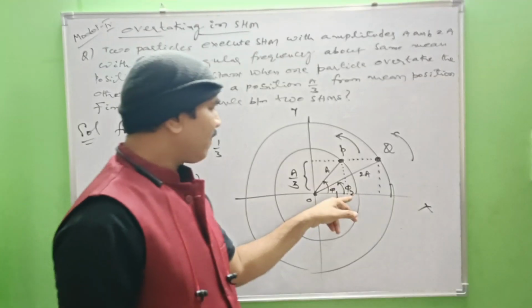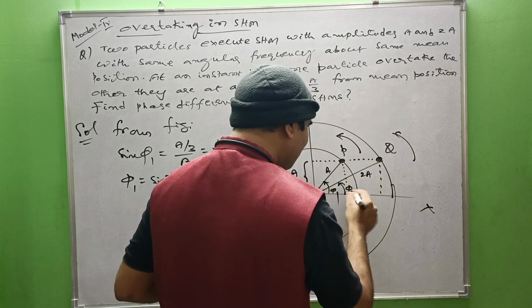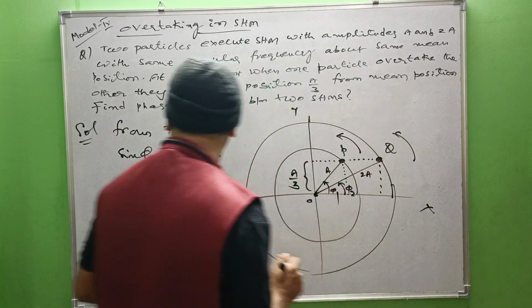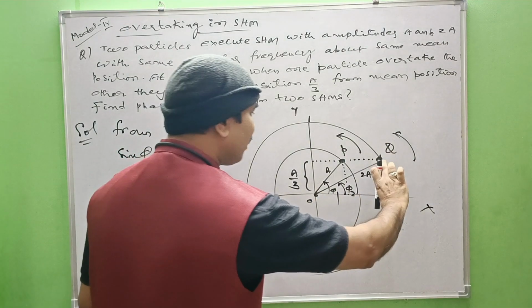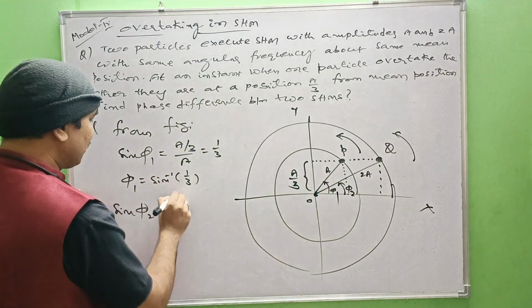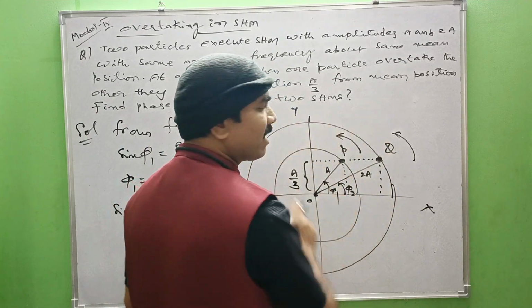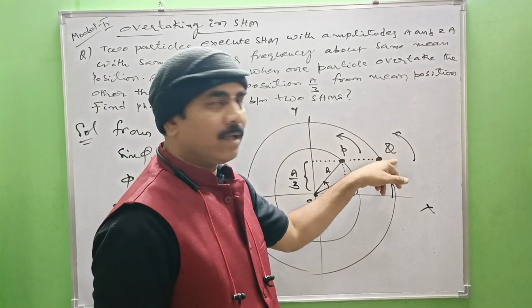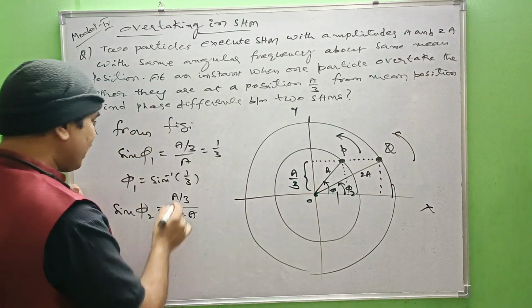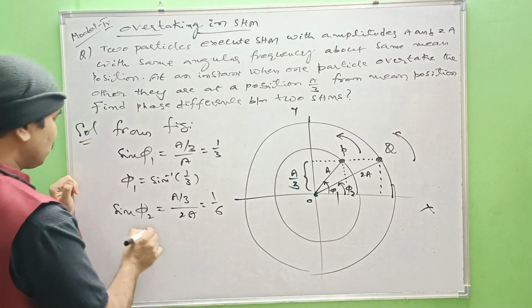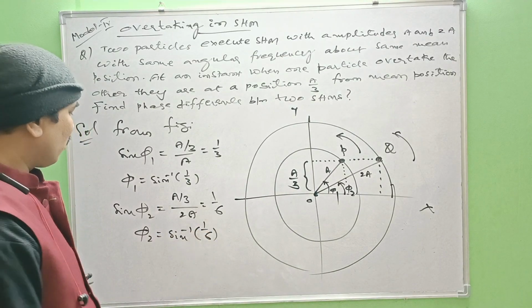In the same way, we can find phi 2 also for the second particle. Now take this triangle into account. That is sin phi 2 equals opposite side by hypotenuse. So for the second particle, sin phi 2 equals the opposite side. What is this opposite side? Once again, a by 3, divided by the hypotenuse. What is the hypotenuse? That is the radius of the outer circle, in other words the amplitude of particle Q, that is 2a. A by 3 by 2a. So a cancels, that is 1 by 2 times 3, which is 6. So phi 2 equals sin inverse 1 by 6.